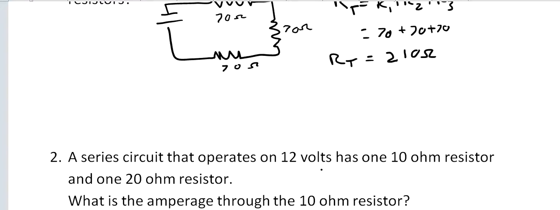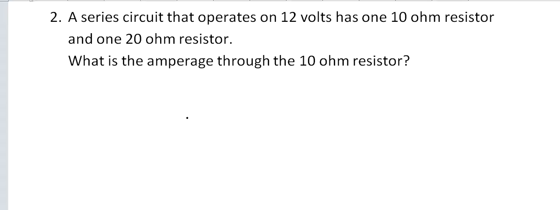All right, so let's take another one. A series circuit that operates on 12 volts and has one 10 ohm resistor and one 20 ohm resistor. What is the amperage through the 10 ohm resistor? Well, just quickly, if the amperage is the same everywhere in the circuit, the amperage through the 10 ohm resistor is going to be the same everywhere in the circuit. So we know a couple of things here, but let's just draw the circuit again, just for practice.